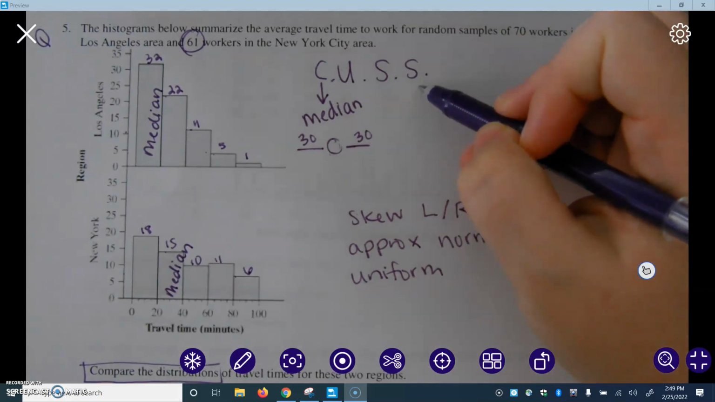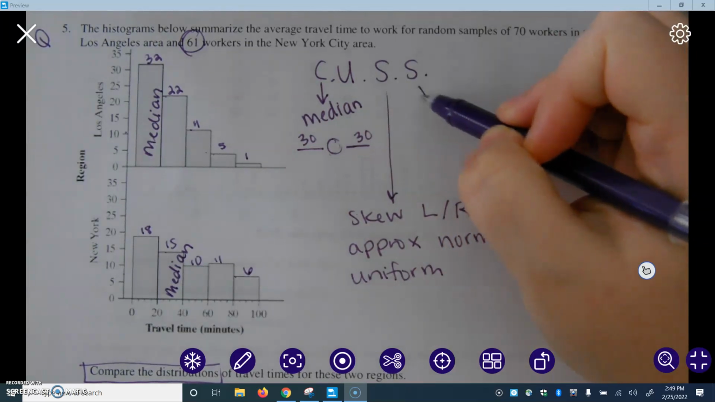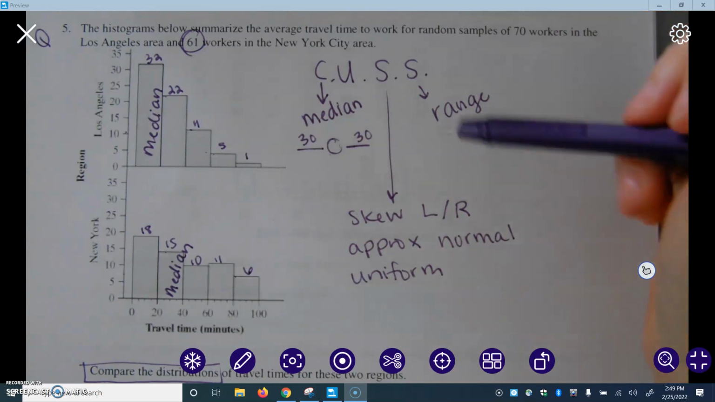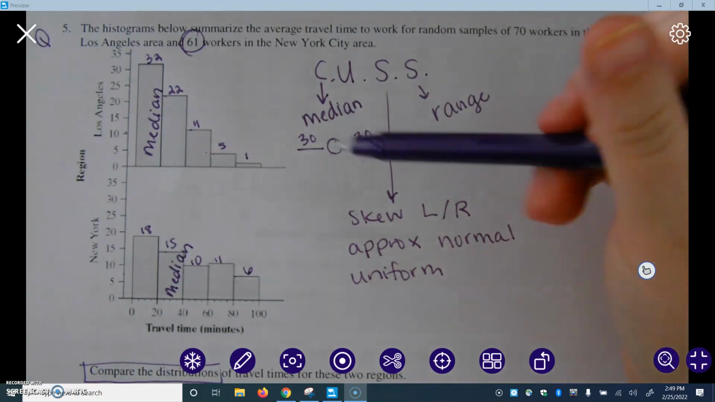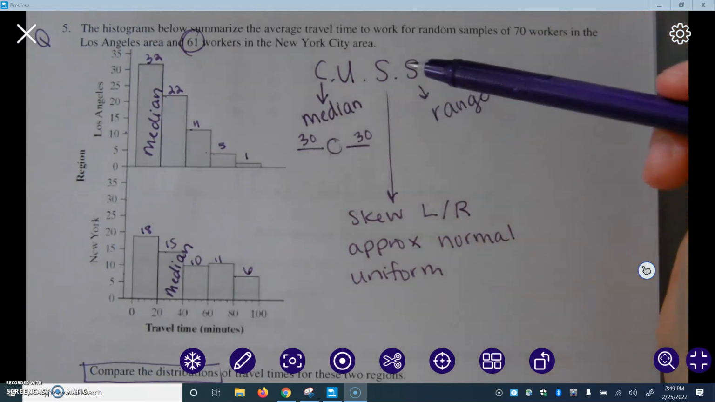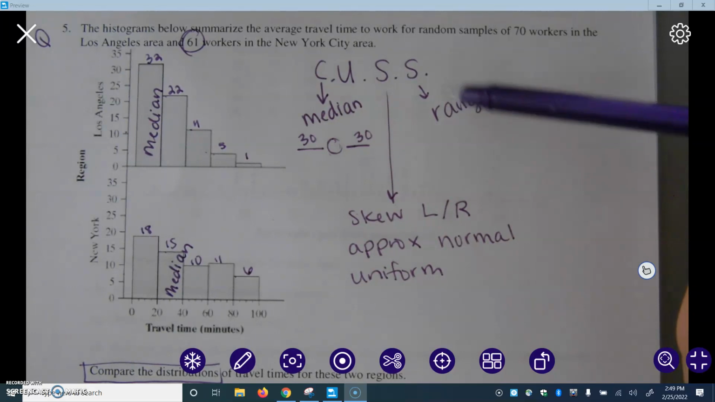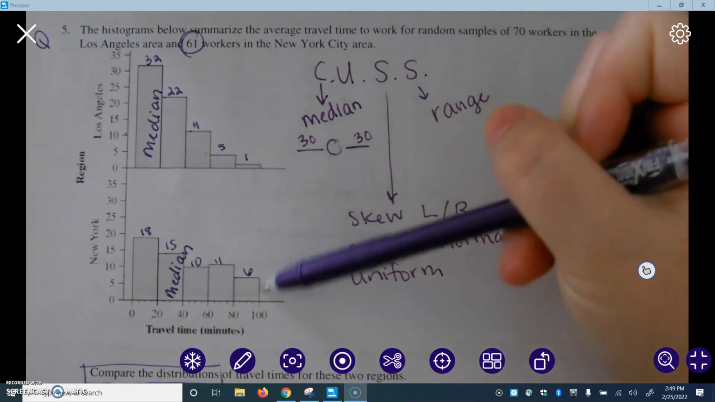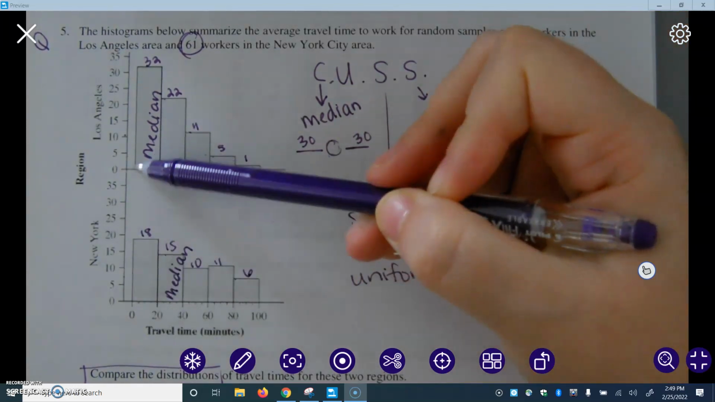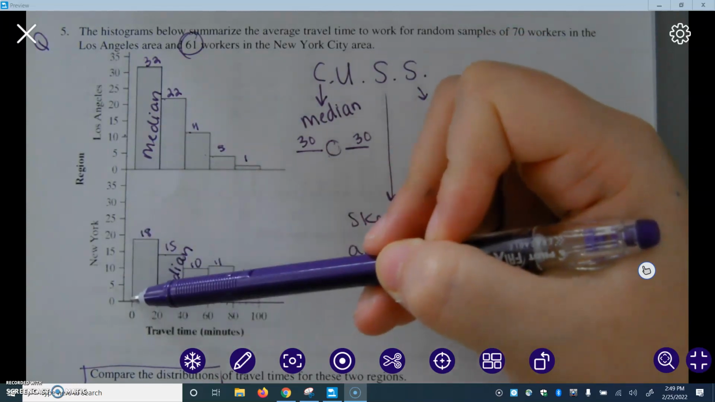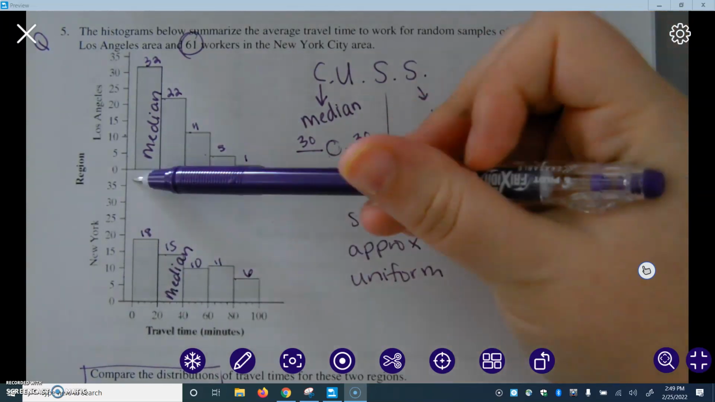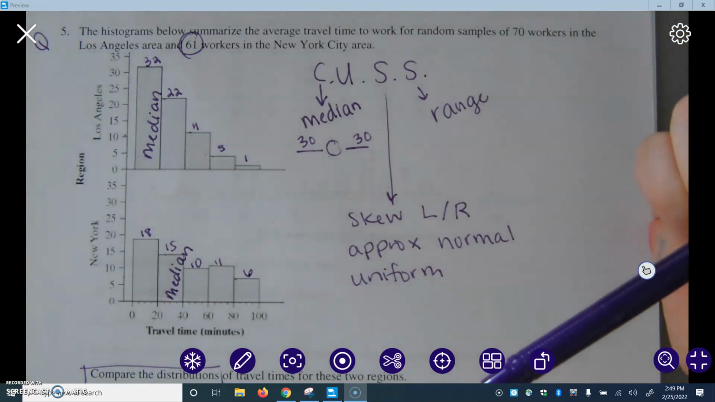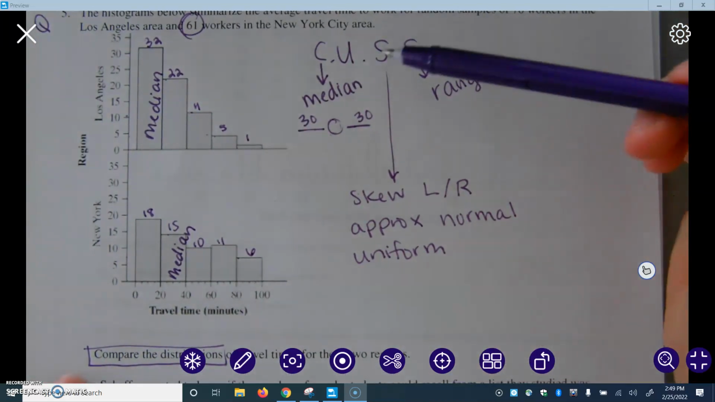All right, and then the spread of the data. For this, we could do the range. It would be hard for us to calculate the interquartile range because we don't have these exact values. But range, interquartile range, standard deviation, those are all ways that you could describe the spread. So the spread is the same. The data varies from 0 to 100 minutes for both. So they have the same spread, the same variability. All right, but when you see the word compare, that's what it's referring to.